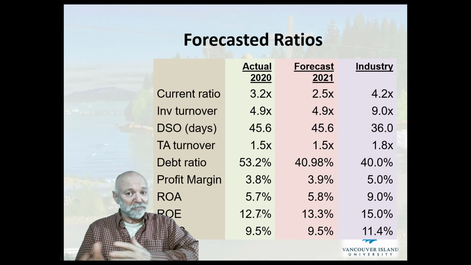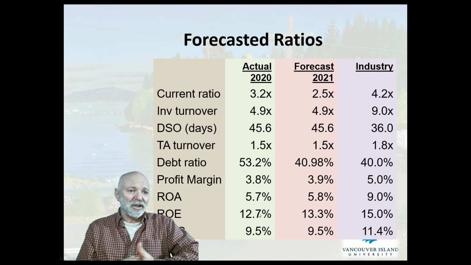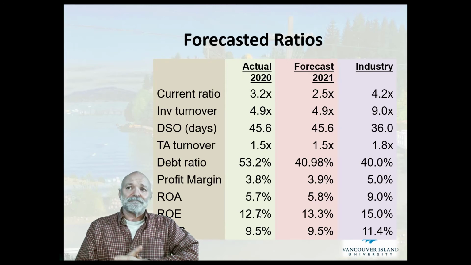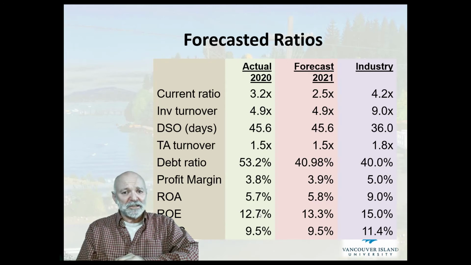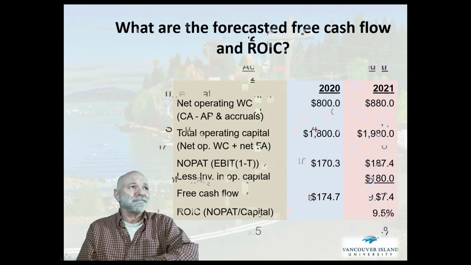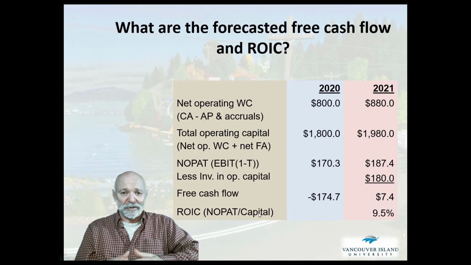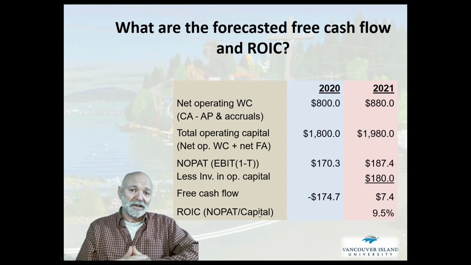ROE improving, but still below the industry average. And return on invested capital is well below the industry average. So, I don't know. We should be able to fix this. I'll take a look at that in a minute. Let's take a look first at our free cash flows to understand whether or not this is going to be a cash generative proposition or not.